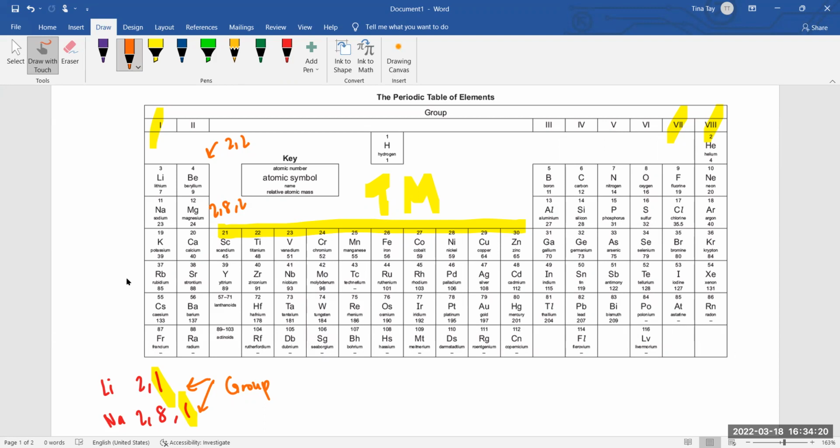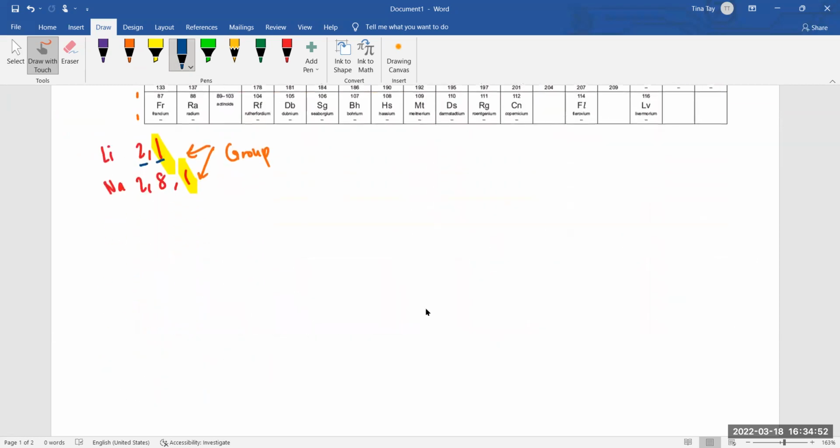Now what about periods? This is called period 1, then 1, 2, 3, 4, and so on. Period 1 has only 1 shell. Hydrogen has 1, and helium's electron arrangement is 2, just 1 shell. Then lithium is 2-1, so 2 shells. Beryllium, 2-2, 2 shells. Boron, 2-3, and so on. So this one is very easy. We talked about this last year also. Any questions on this part?